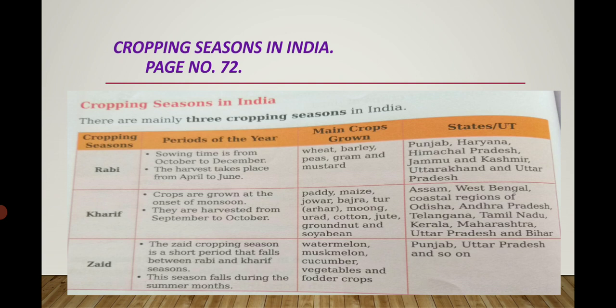Zaid. So the next cropping season is Zaid. The Zaid cropping season is a short period that falls between Rabi and Kharif season. This season falls during the summer months and the crops grown during the season are watermelon, muskmelon, cucumber, vegetables and fodder crops. Fodder crops are the crops eaten by the animals. Next, the states where they are grown are Punjab, Uttar Pradesh and so on.